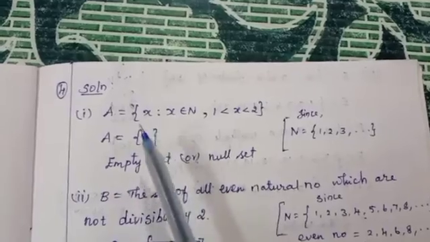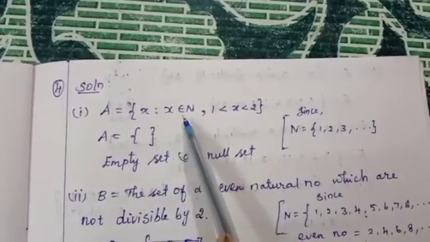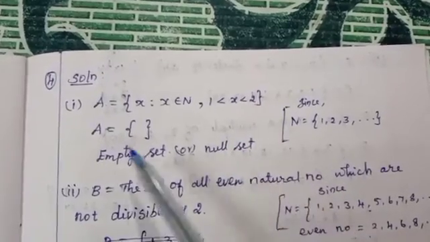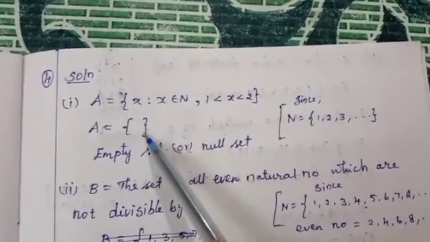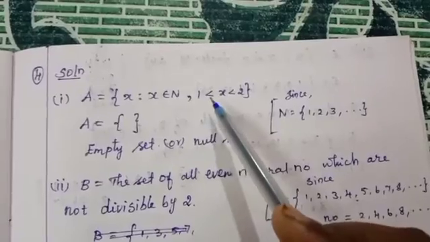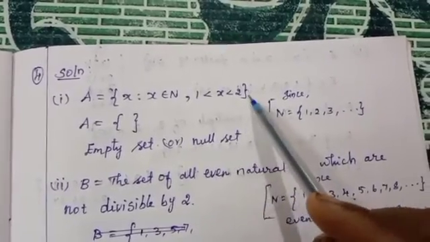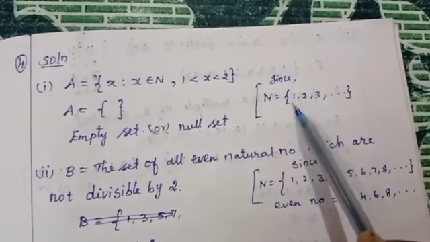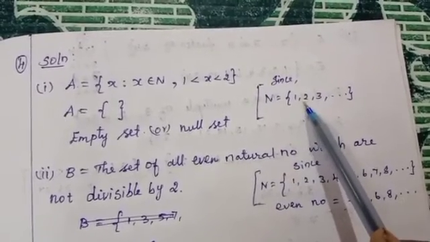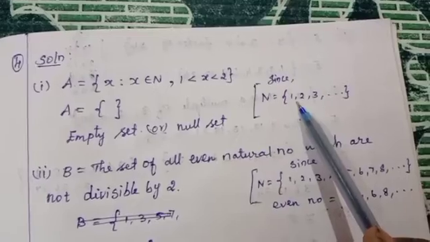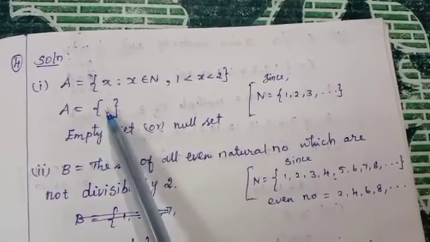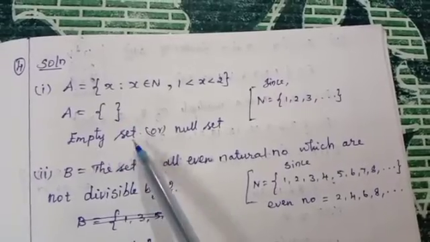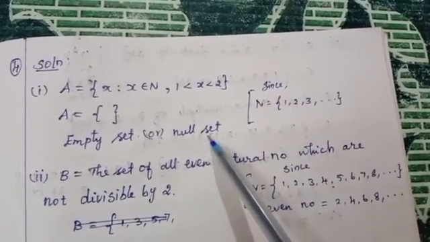Fourth question solution. A is equal to the set of all x such that x belongs to natural numbers, 1 less than x less than 2. A is equal to the empty set. How is it? We have to select the numbers between 1 and 2 from the natural numbers. Between 1 and 2, what numbers are there? No numbers. We have only decimal numbers. We need natural numbers. So there are no elements, so that is denoted by the empty set. So this is an empty set or null set or void set.